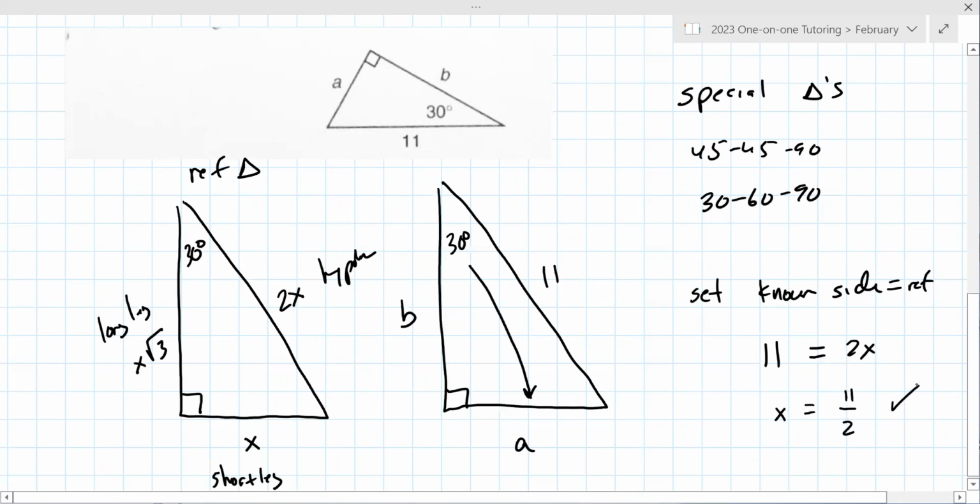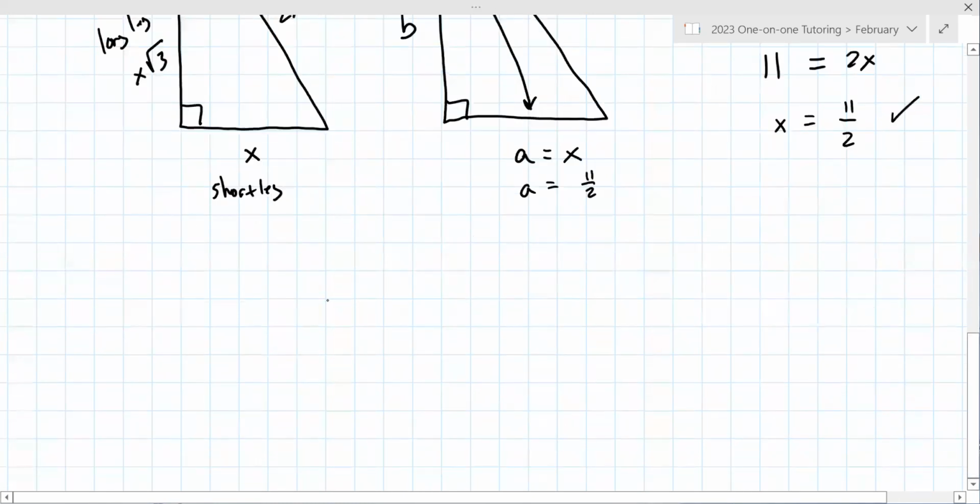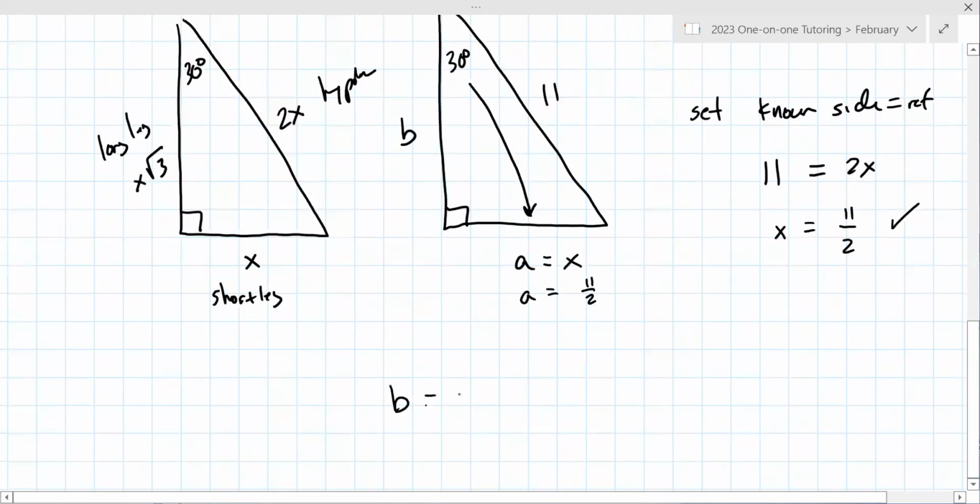And then from there, you use the reference triangle to solve for the other side. So A is x. Do you see that from the left one? A is exactly x. So A is 11 over 2. Okay. And then, so yeah, A is just 11 over 2. Gotcha. B is the x root 3 side. So you need an x value. Well, thank goodness you've got it here. It's 11 over 2 root 3.